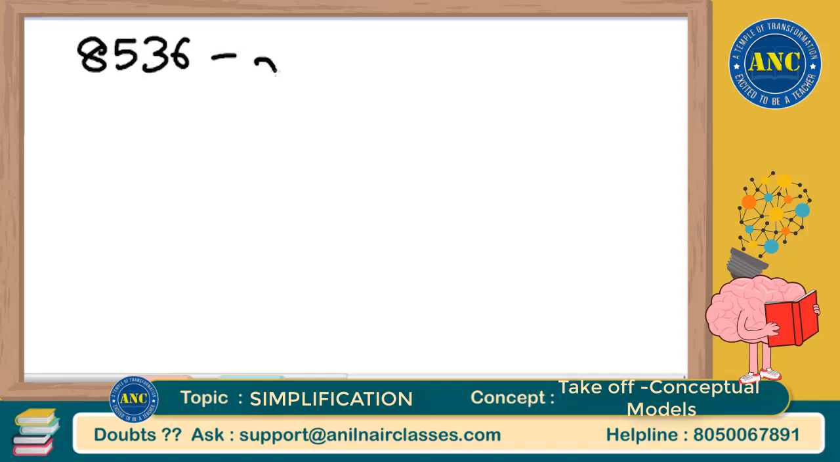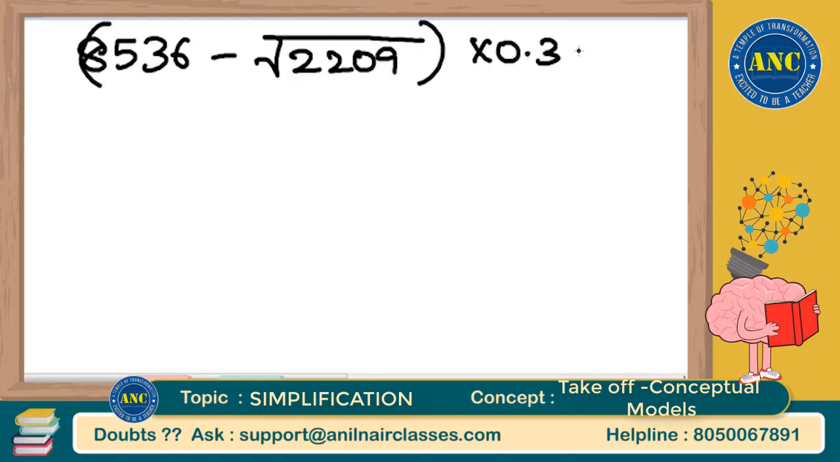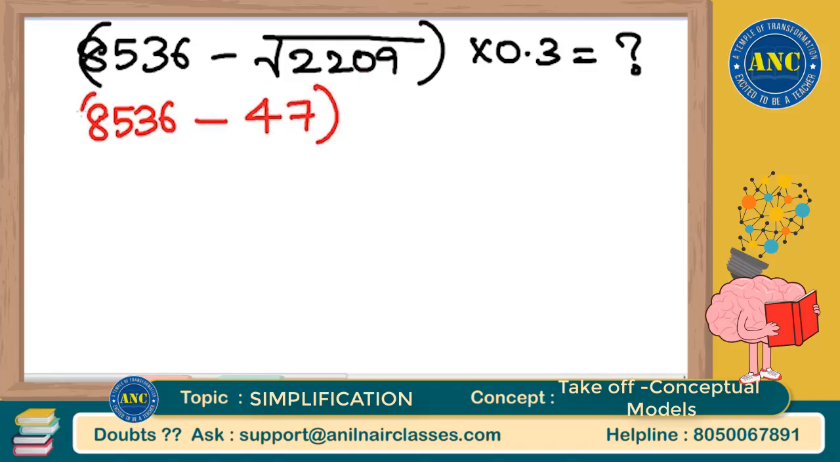8536 minus square root of 2209 into 0.3 is equal to question mark. 8536, square root of 2209, I already taught you how to find. It is actually 47. 47 into 0.3, 0.3 is nothing but 30%, right?